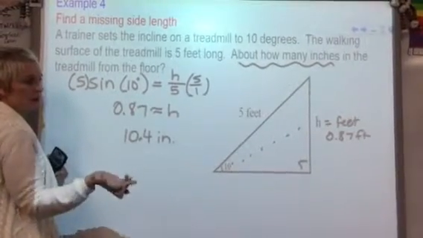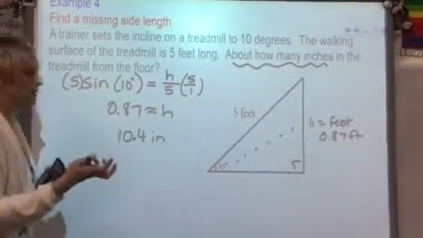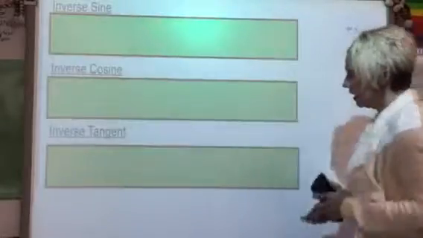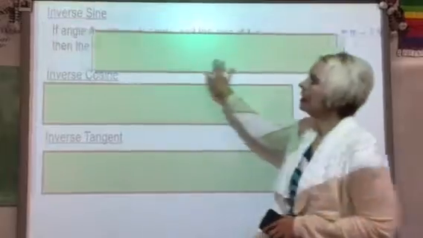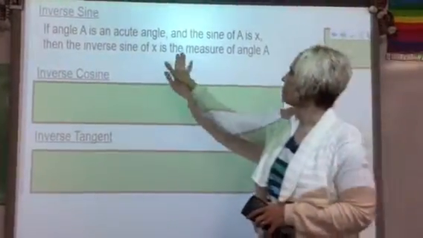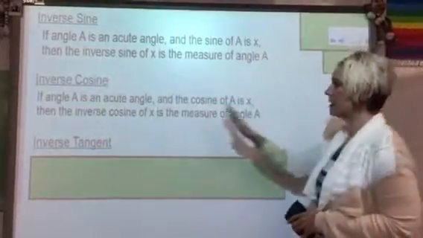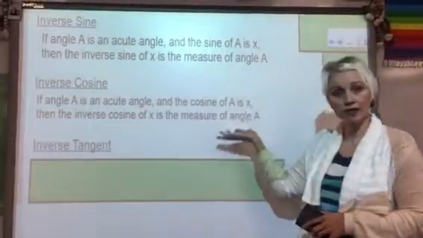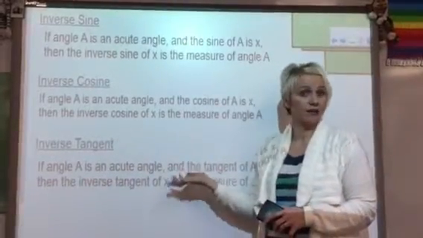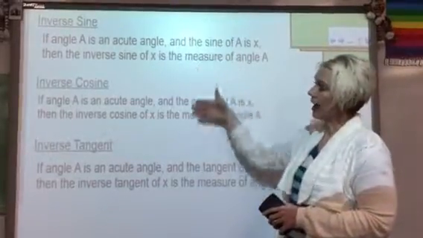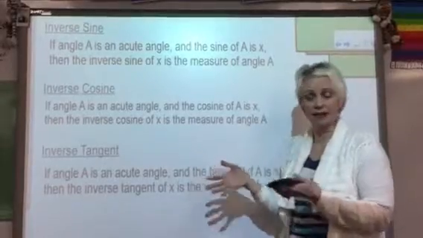Now, you have an example of a real-world problem to try in your notes where you're taking these ratios and applying them to something in the real world. The last thing that we're going to talk about is the inverse of sine, cosine, and tangent. Inverse sine is the measure of angle A if you're doing sine of A. Inverse cosine would be the measure of angle A if you're doing the cosine of A. And inverse tangent is the measure of angle A if you're doing tangent of A. So these are how we find our angle measurements, by using the inverse of cosine, sine, and tangent.